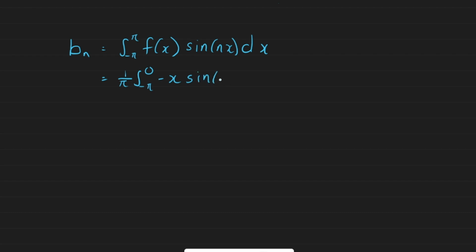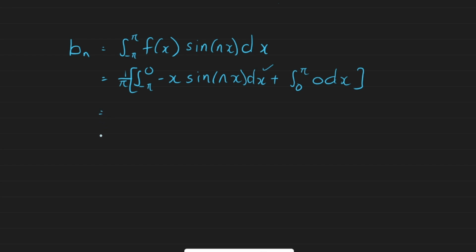We remember that bn is equal to the integral from -pi to pi of f of x, but this time multiplied by sine nx. So all we do is substitute that in. We have 1 over pi, the integral from -pi to 0 of -x sine nx dx. And the remainder is from 0 to pi, and that value was 0, so that's not going to give us anything. So this is all we're integrating.